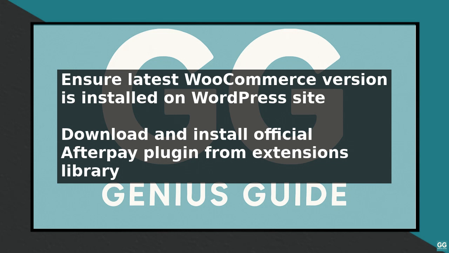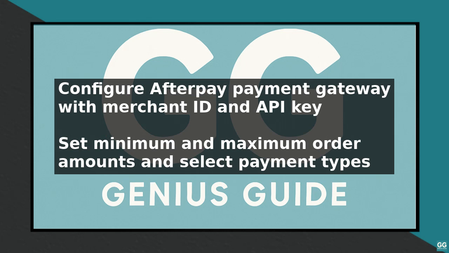Once installed, navigate to the WooCommerce settings page and click on the Payments tab. Here you will find the Afterpay payment gateway. Click on it to configure the settings. You will need to enter your Afterpay merchant ID and API key, which can be obtained from your Afterpay merchant account.